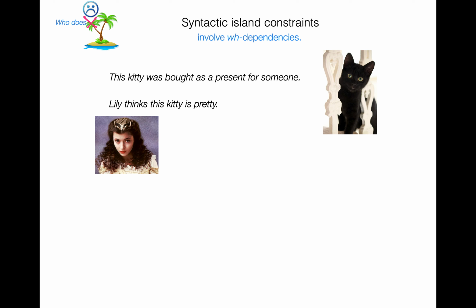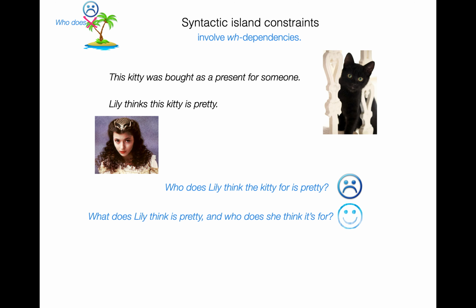Okay, great. Here's something we might want to ask. Who does Lily think the kitty for is pretty? But as you'll notice by the frowny face, we can't ask that. That doesn't feel good, right? It's just like, no, you can't do that, right? Instead, we have to ask something like, what does Lily think is pretty, and who does she think it's for? And that's okay, right? But that first one, who does Lily think the kitty for is pretty, is just not all right.